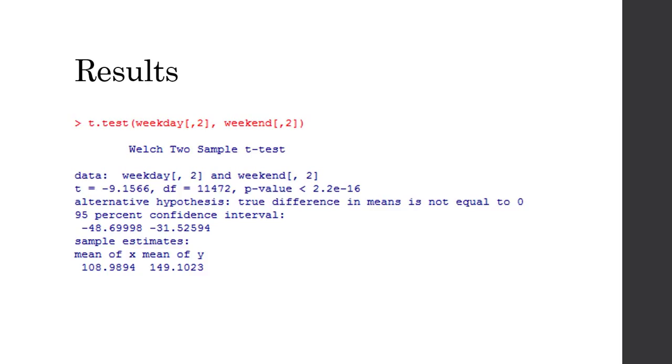And the t-value being negative means that there's less meat being delivered during the weekday and more being delivered during the weekend. And that's my presentation.